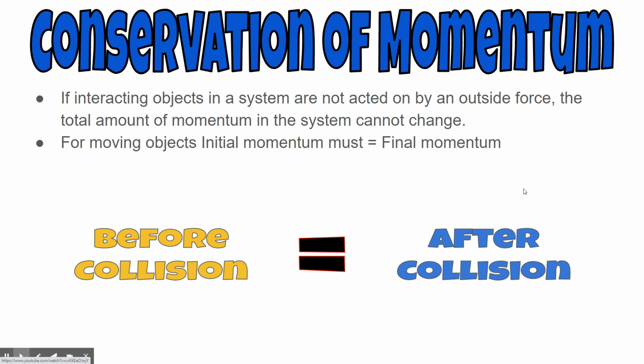There's a little more we could go with this, but that's pretty much it. Knowing that momentum is mass times velocity for an object, and that momentum before a collision is going to be equal to the momentum after a collision is really where we need to be and really what we need to understand.